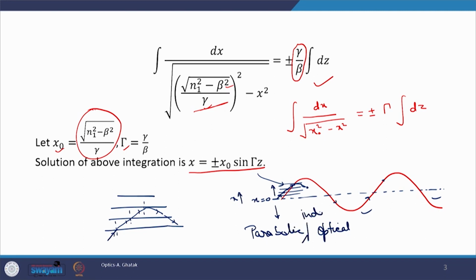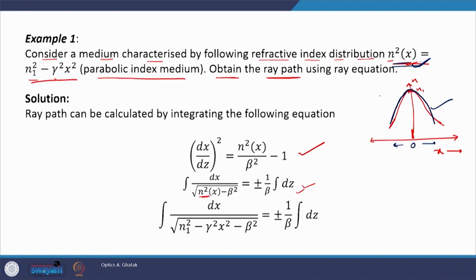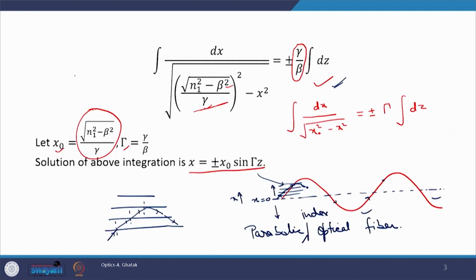Parabolic index optical fiber. Due to this type of refractive index profile, these optical fibers are able to guide the light along its length. This is an example of light guidance inside a medium. But this guidance requires a particular distribution of refractive index, and one such distribution is given in this problem. Therefore, ultimately we have this expression for the ray path.